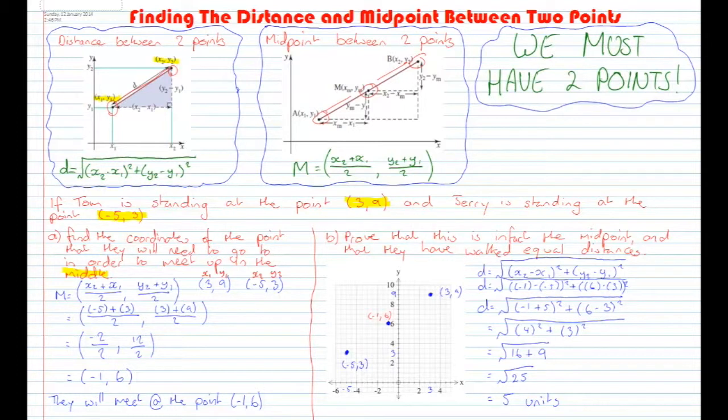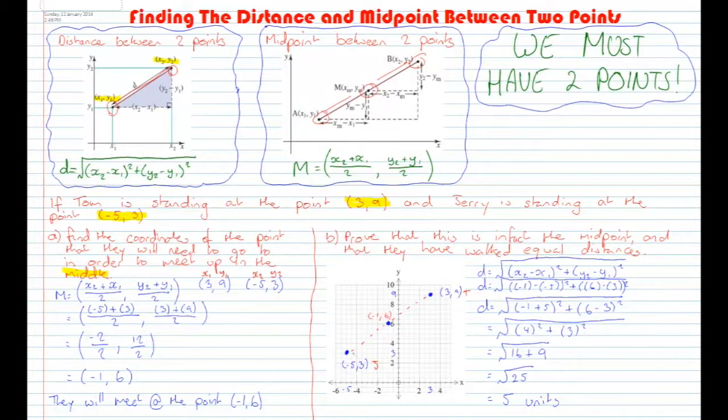The next question says, prove that this is in fact the midpoint and that they have walked equal distances. I've plotted these points on a graph. You've got the point negative 5, 3, which is where Jerry is, so do a little J next to that, and the point 3, 9, which is where I am standing, so do a little T there. We want to prove that this point here is the middle point, that is, that we've walked the same distances. If I figure out the distance between here and the distance between here, and they're the same, it means that we've walked the same distance. So let's do that first.